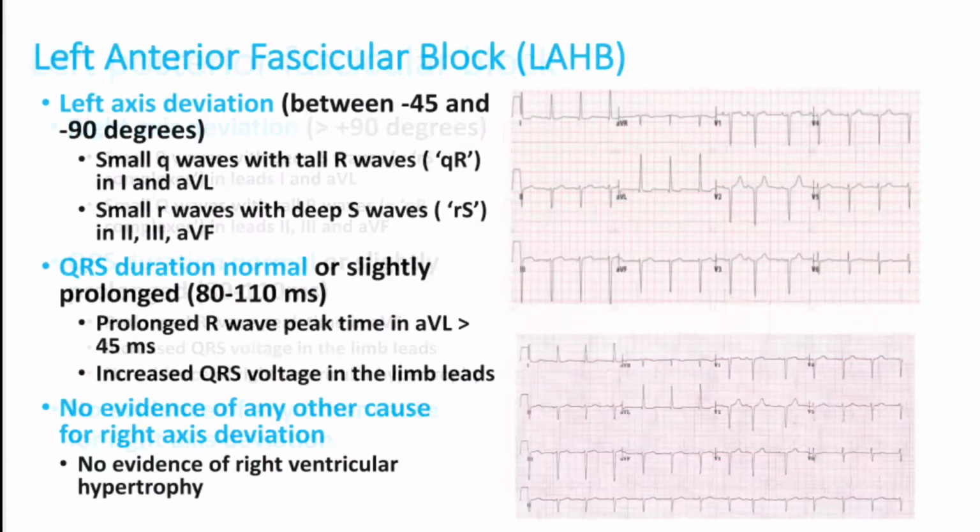Now we will look at the diagnostic criteria for left anterior fascicular block. It is classically diagnosed with left axis deviation. Small Q waves with tall R waves in 1 and aVL, small R wave with deep S wave in 2, 3, aVF. So left axis deviation, and QRS duration is normal. There is no wide QRS complex, and there is no other cause for left axis deviation, like LVH or LBBB. Then you can make a diagnosis of left anterior fascicular block.